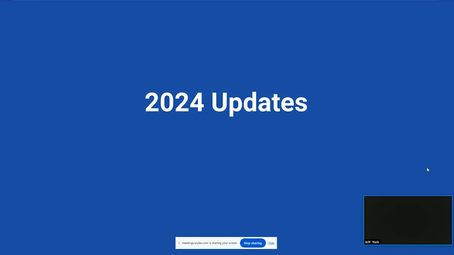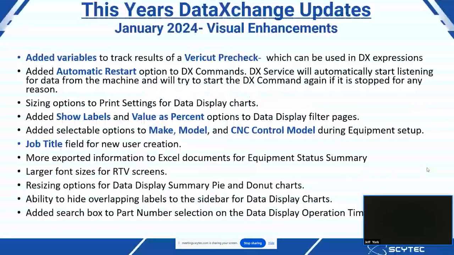Now I'm going to go over each of the individual releases for this past year. Starting with January this year, we saw a release that had quite a few visual enhancements, where we added variables to track results of a Vericut pre-check, which can be used in DataXchange expressions. When you see the letters DX, that is just a shortening of DataXchange. We also added an automatic restart option for DataXchange commands, where the DataXchange service will automatically start listening for data from a machine, and it will try to start the DX command again if it is stopped for any reason.